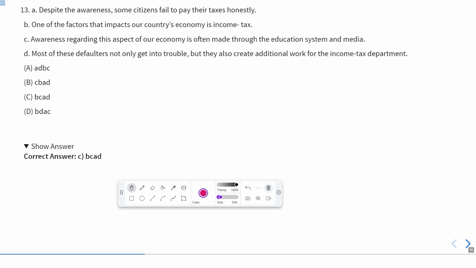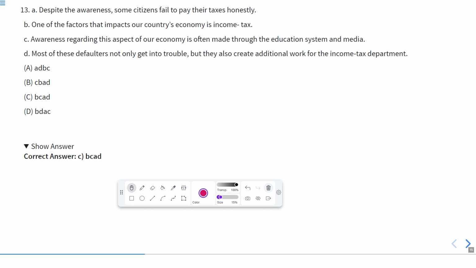One of the factors that impacts our country's economy is income tax. Awareness regarding this aspect, which aspect? That is country's economy, is often made through the education system and media. Despite the awareness, some citizens fail to pay their taxes honestly. Most of these defaulters not only get into trouble, but they also create additional work for the income tax department. So this will be the correct sequence. So C is the correct answer, where we are given the correct sequence, that is BCAD.